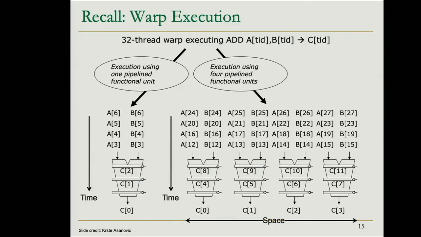In case we have one single functional unit, we can have concurrency in time. For example, here we have first launched the computation of A0 plus B0 and obtained C0. After that, we input the operands to compute C1, C2, C3, and so on. If we have more of these units, we can have more of these operations in parallel. So we can have concurrency in time and in space.